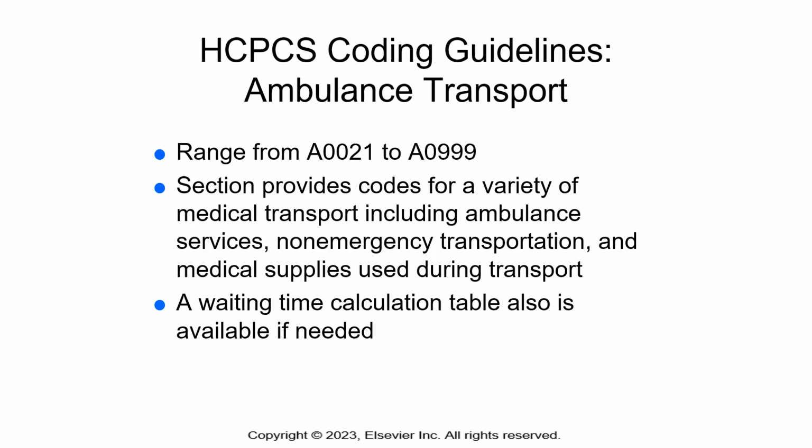Another coding guideline is for ambulance transport. It ranges from A at the beginning, basically A21 to A999. But you have to have 4 digits, so that's the reason for all the other numbers. These are codes for medical transport. We sometimes have a patient transported from our office or to our office. These are typically non-emergency transportation.